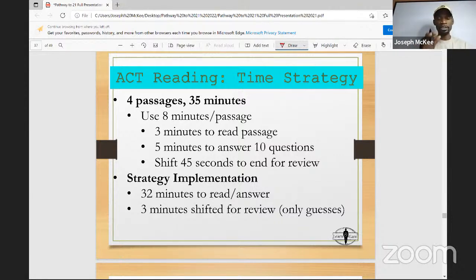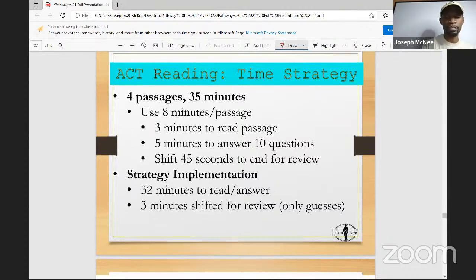But that's fine because the majority of those questions you should be able to answer simply because it's going to tell you exactly where to go to find the answer or to find the support. So we only want to use those 3 minutes for some of those big picture general type questions, questions that you may have guessed on. Now, remember, it's easy to identify the questions you've guessed on because you should have the same answer choice and it should have a special mark beside it. So implementing this strategy, sitting down, taking a practice test, you're going to be able to answer those questions in 32 minutes and use 3 minutes for a review.